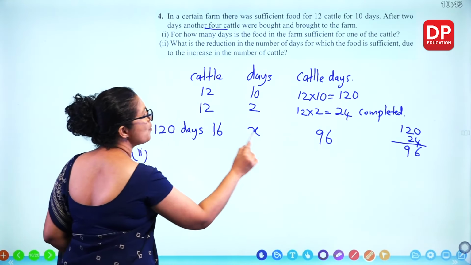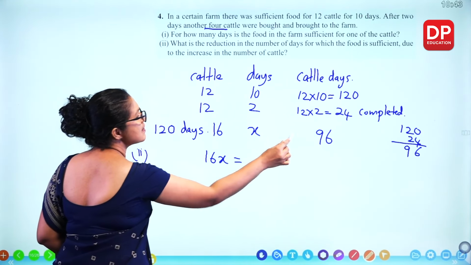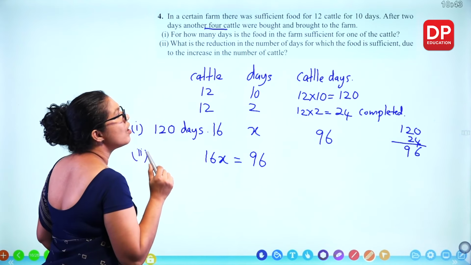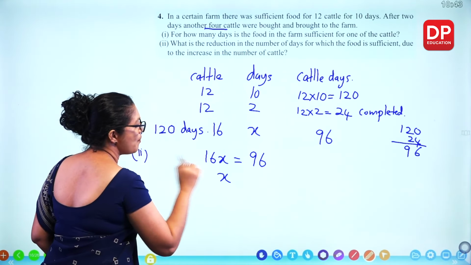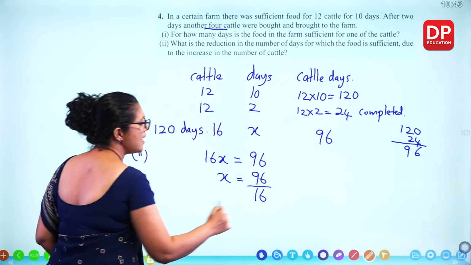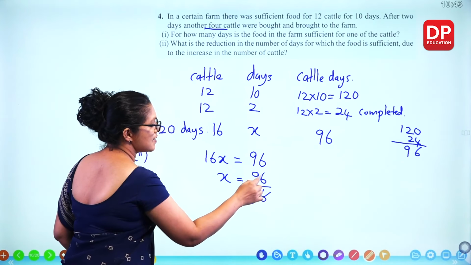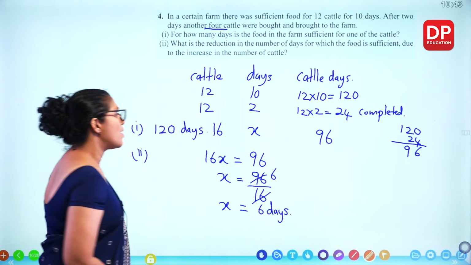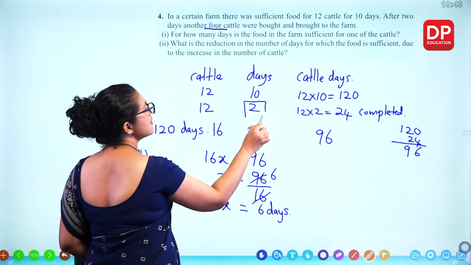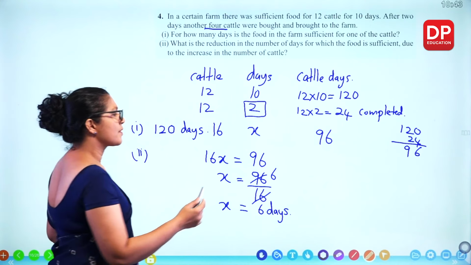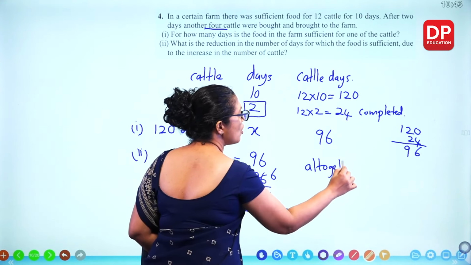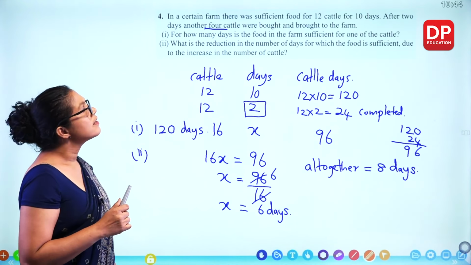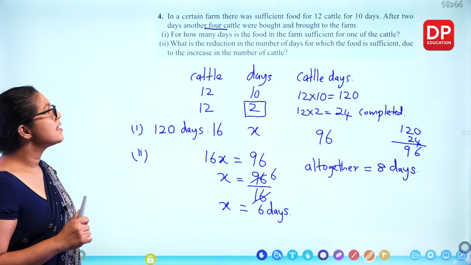So here how can we do? So we know now 16x is equal to 96. That's the sufficient amount of food for 16 cattle. So how many days now? You can take 96 divided by 16. So here 6 times 16 is 96. So this is 6 days. Now what's the total number of days? Already 2 days gone and then another 6 days. Altogether how many days now? Altogether 8 days. 8 days sufficient to survive with this amount of food.